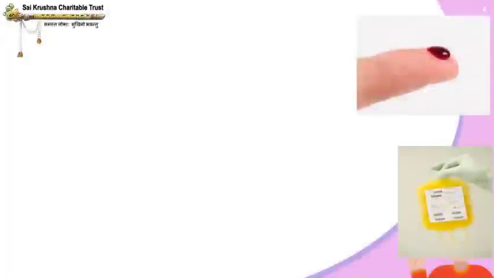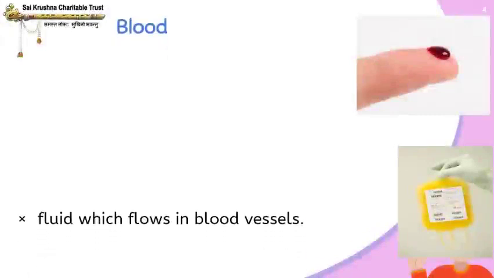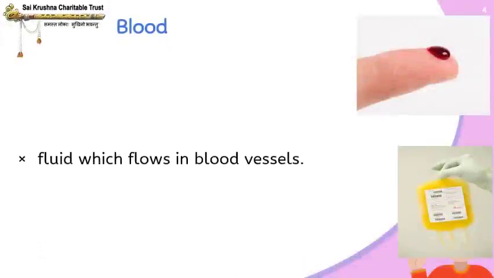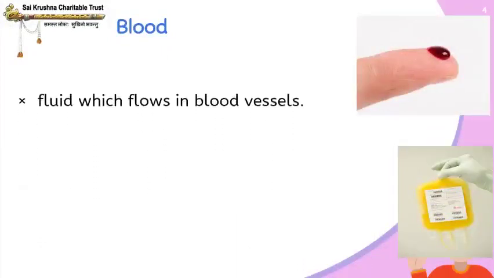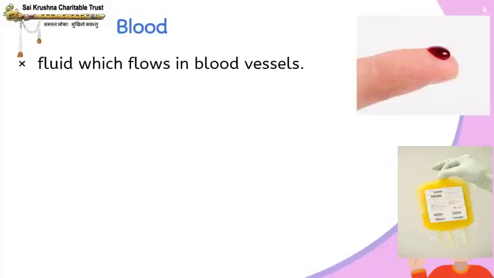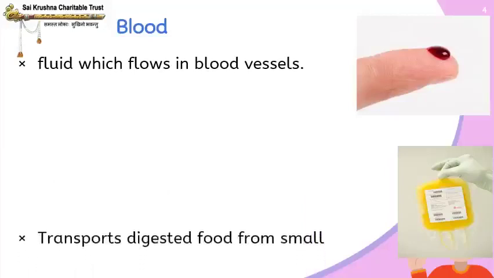Now let us learn more about blood. Now we can see blood, a drop of blood on the finger, correct? What is blood? It flows through the blood vessels. Blood vessels are like the pipes in our body. The blood flows through the blood vessels. Now what is the purpose of the blood flow?